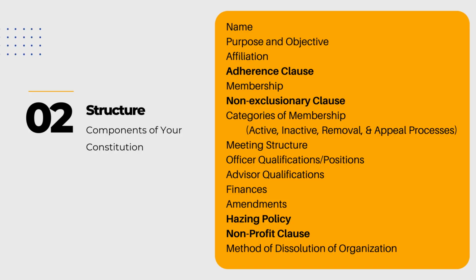of your organization. Your constitution is going to include the following components: the name, the purpose and objective, affiliation, the adherence clause, membership, non-exclusionary clause, the categories of membership, meeting structure, officer qualifications and positions, advisor qualifications, finances, amendments, hazing policy, nonprofit clause, and the method of dissolution of your organization.